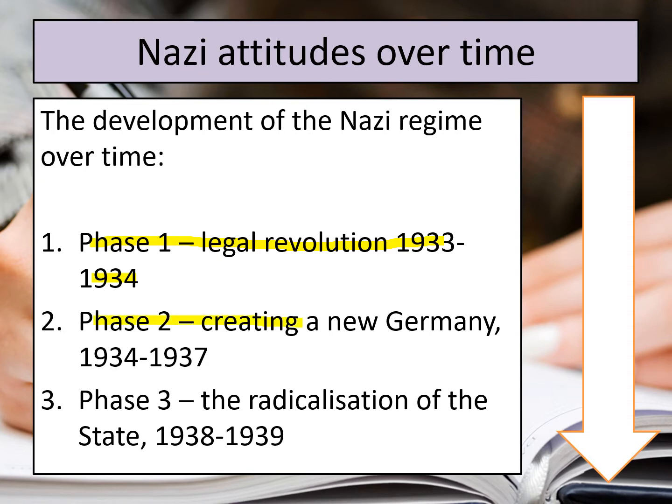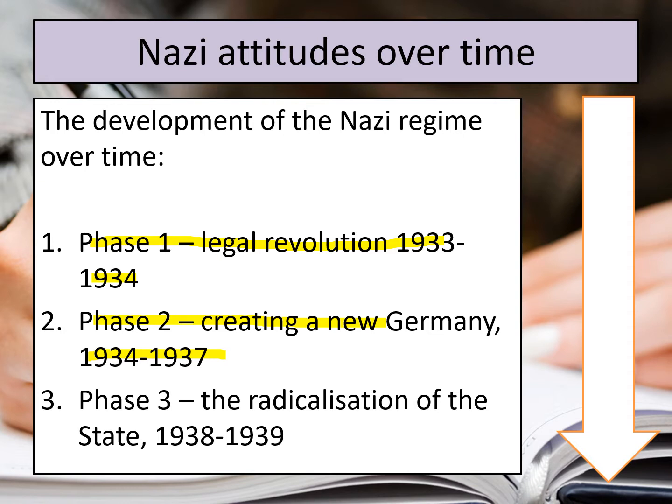When we think about phase 2, between 1934 and 1937, it's all about trying to create a new Germany. They were trying to deal with things like the unemployment crisis at this point, and they were trying to make sure that Nazi propaganda won over the majority of the German citizens. Now that they'd established a dictatorship, they needed to try and make sure that they could continue to control Germany. So during this period, Hitler avoided confronting powerful groups like the army or the churches. He also knew that Germany wasn't ready for war, and so it wasn't fully radicalised by this point.